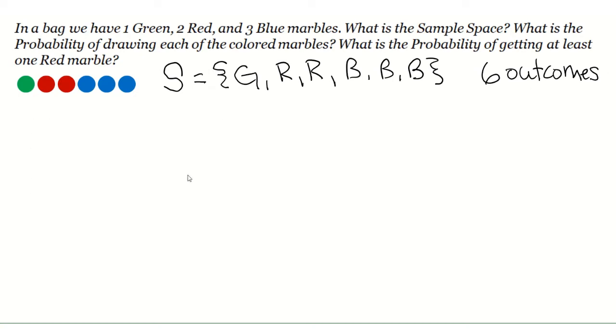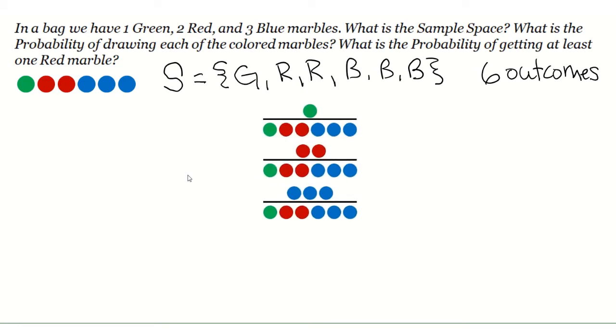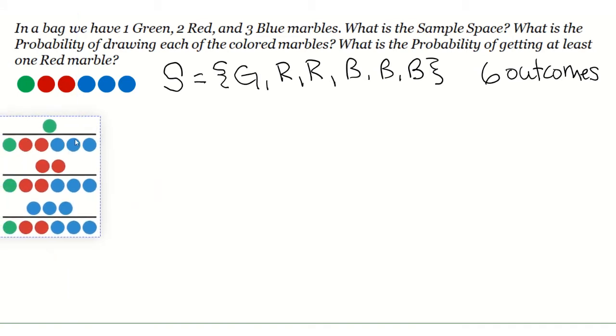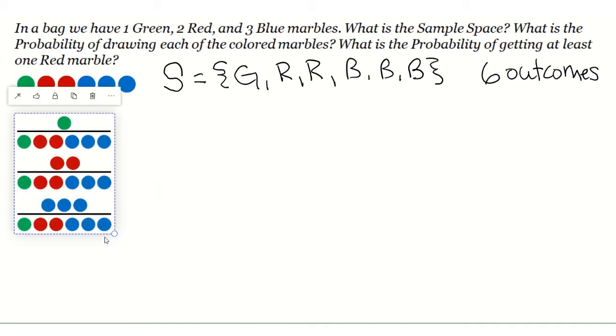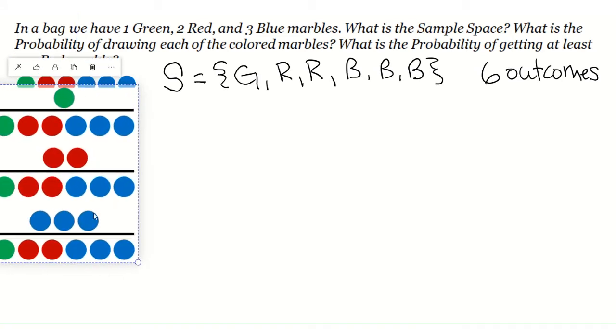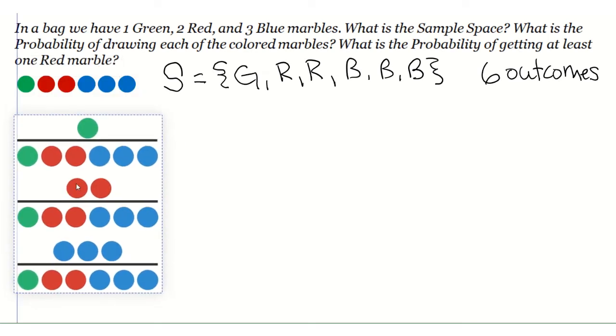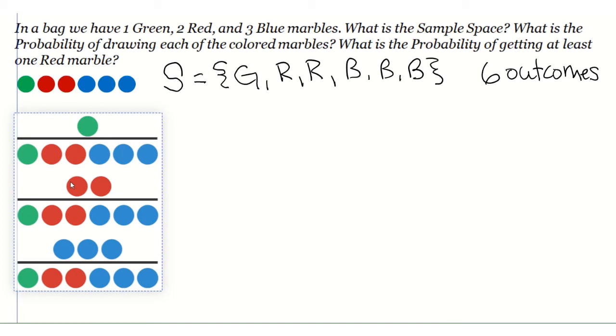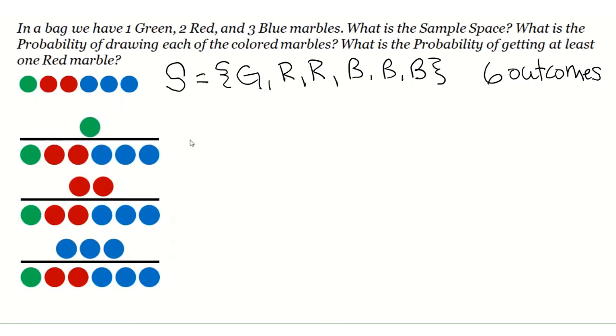So you'll remember that to get the probability of an event, we take the event and we divide it by the sample space, or the number of outcomes in an event divided by the total number of outcomes in the sample space. So let's write the probability of events for each of these colors.